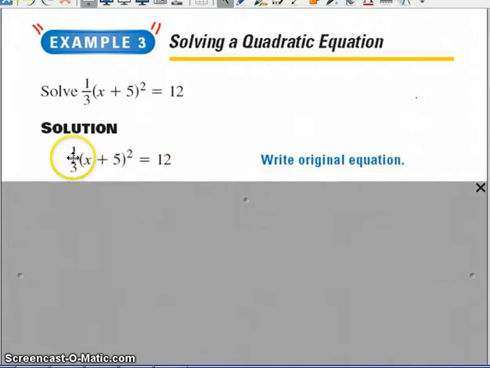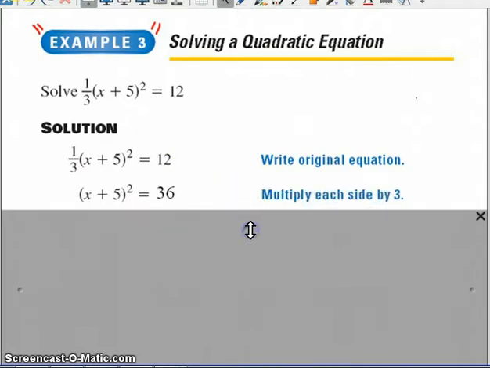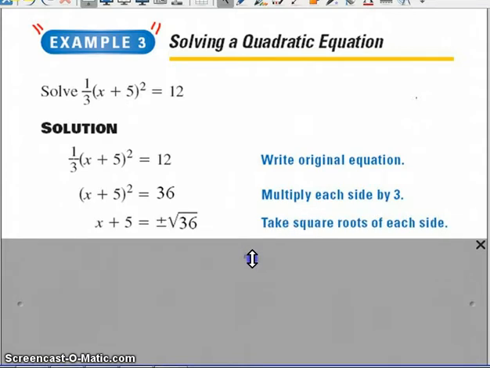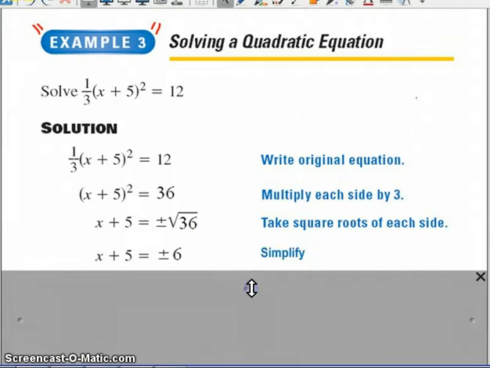This is a very easy problem to solve if you just realize that you can use your Algebra 1 skills. Move that 1/3 over. x plus 5 squared equals 36 now. Take the square roots of both sides. You've got x plus 5 equals plus or minus the square root of 36. The square root of 36 is 6, so you've got x plus 5 equals plus or minus 6. The last thing that's left to do is to move that 5 over.